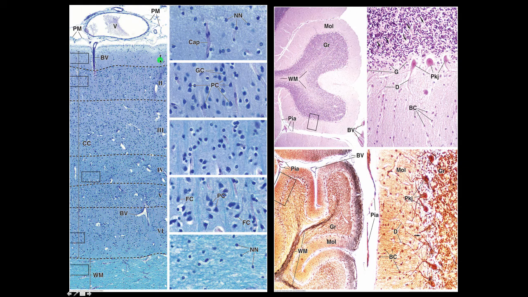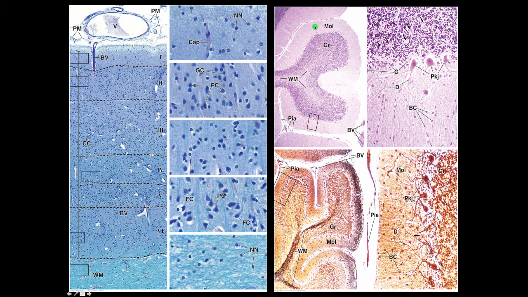So here is the cerebrum showing different layers. I'm again not going to ask you to identify the different layers, but I think you can pick out the large pyramidal cells in some of these layers. And here is the cerebellum, a very easy region of the brain to identify because of the unique organization of the white matter like so and the gray matter like so.